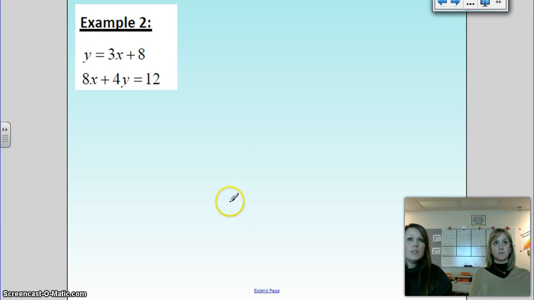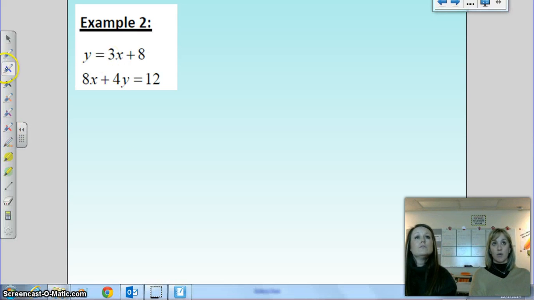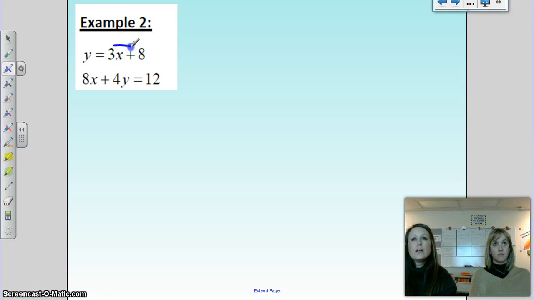Okay, this one is a little different. This is a doozy. It doesn't say y equals on both. So we have y equals 3x plus 8, and then 8x plus 4y equals 12. I'm going to look, and hopefully one of them will say y equals or x equals. And I do see that here. So y is 3x plus 8. I'm going to circle 3x plus 8, and I'm going to plug it in for y, right here, because this is y equals. So this is going to go right there.